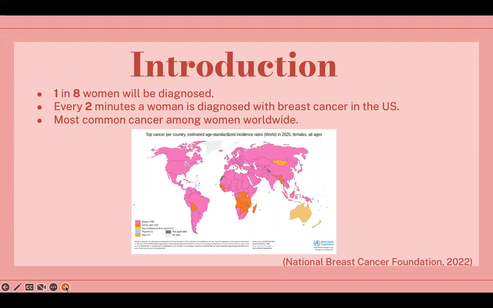among women worldwide. This graphic shows how breast cancer encompasses the entire globe, with there being so much pink everywhere, breast cancer being the leading, followed by cervical cancer, and then non-melanoma skin cancer, thyroid, and then liver.